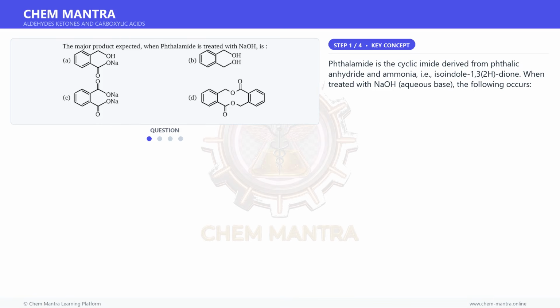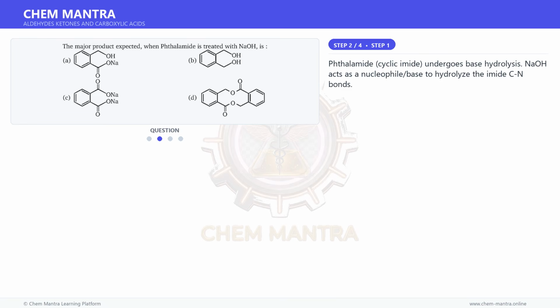Phthalimide is the cyclic imide derived from phthalic anhydride and ammonia, i.e. isoindoline-1,3-dione. When treated with NaOH, aqueous base, the following occurs.